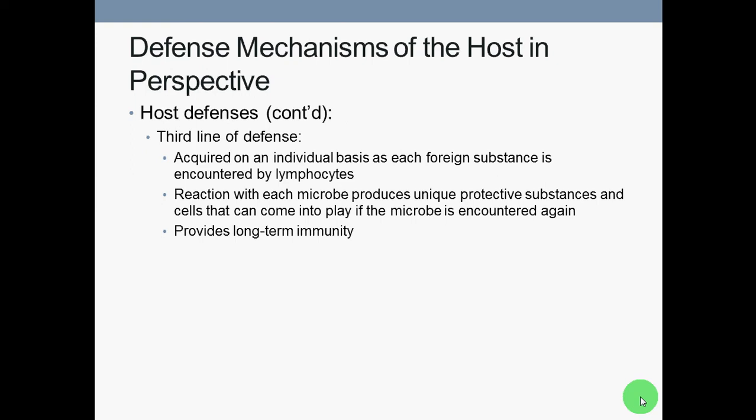What's great about the third line of defense is that it can provide long-term immunity. So in many cases, once you've been exposed to a microbe like a virus one time, your body produces antibodies to it that can come back and attack that microbe if you were infected a second time.